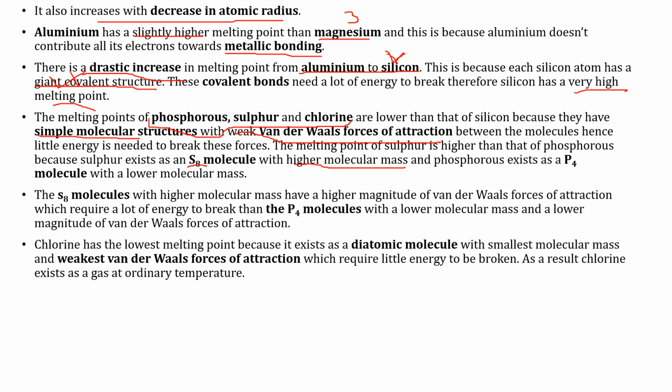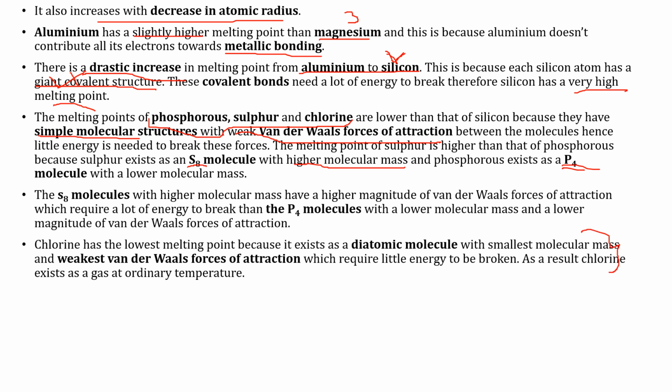Now sulfur has a melting point which is greater than phosphorus. The reason being, phosphorus is tetraatomic, represented by P4. That means that phosphorus has a slightly lower molecular mass than sulfur, and its forces are going to be lower. These van der Waals forces of attraction are going to be weaker than those in sulfur. Hence, it is going to have a lower melting point than sulfur. So I hope that explains these two.